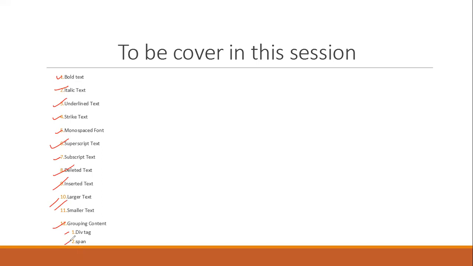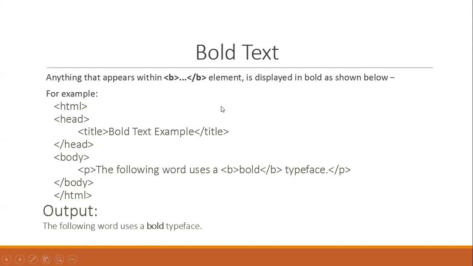So these are the fonting tags. These all are the fonting tags. So we will cover them one by one. So first of all, there is the bold tag. B is the opening tag and the closing tag is similarly another tag which is /B. It is displayed as bold text.